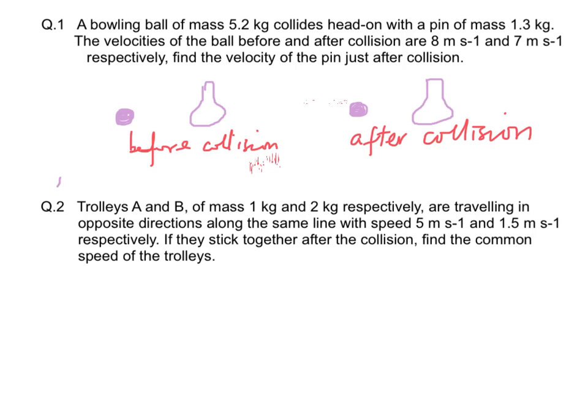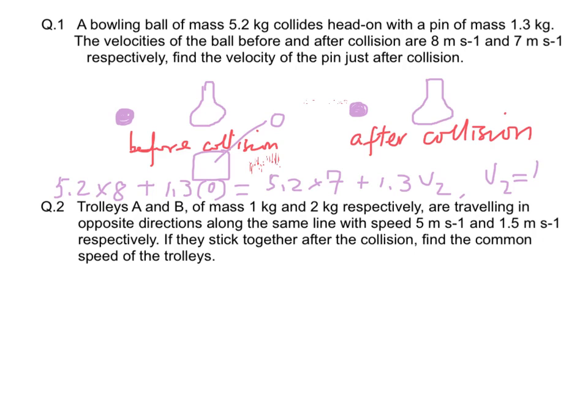We have 5.2 times 8 plus 1.3 times 0, because initially the pin is at rest, therefore u2 equal to 0, equal to 5.2 times 7 plus 1.3 times v2, therefore v2 equal to 4 meters per second. In this case, we know that the velocity of the pin just after collision is 4 meters per second towards the right.